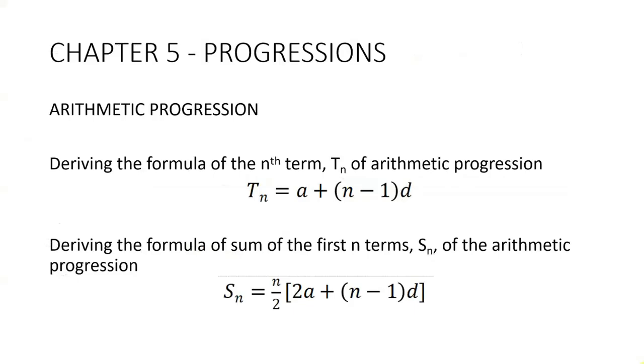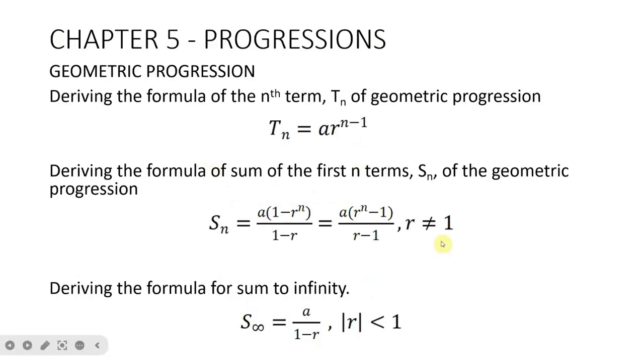Okay, for the next chapter, chapter 5, we're looking at progressions. So for progressions, we have 5 formulas. The first one is from arithmetic progression, where we want to derive Tn, which is the nth term of arithmetic progression. Sn, the sum of the first n terms. Then for geometric progressions, we are going to derive Tn, Sn, and also the sum to infinity. Let's start off with the first one.